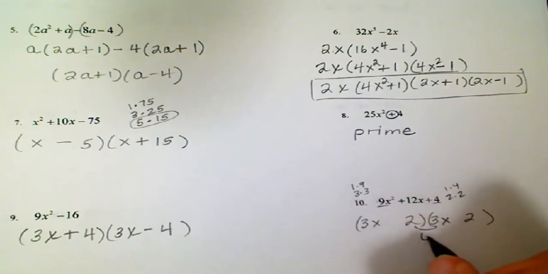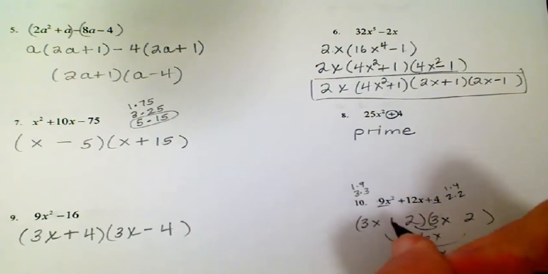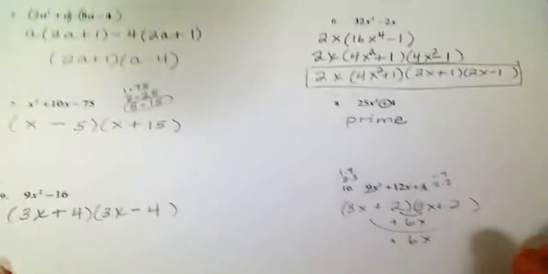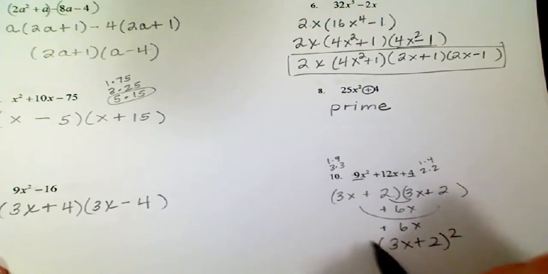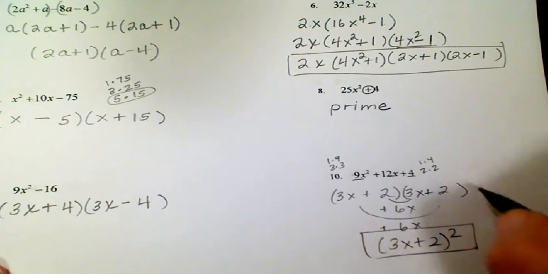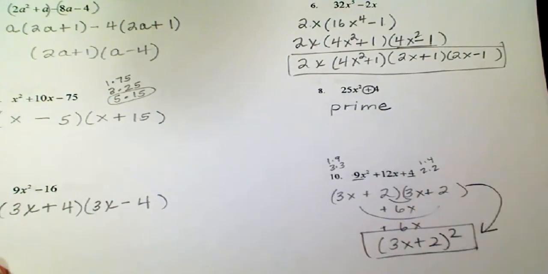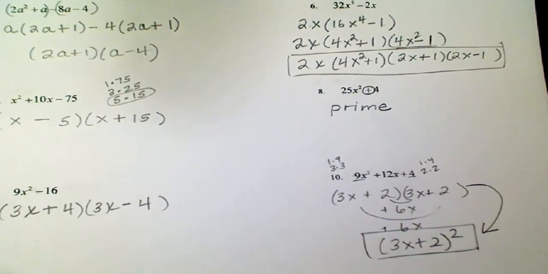And when you check, that's 6x. And when you check, that's 6x. And yes, those will add to the middle term 12x, both plus. So don't forget, another way you can write that is 3x plus 2 squared. Sometimes you'll see them write it like that. Rewrite it because there's 2 of them. That's actually called a perfect square trinomial when that happens.